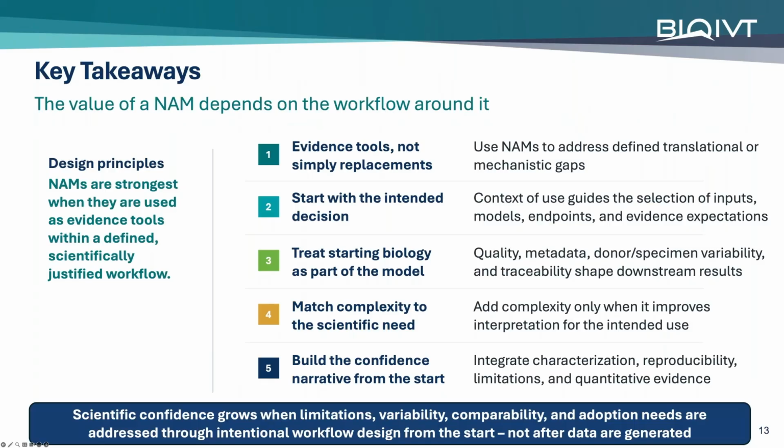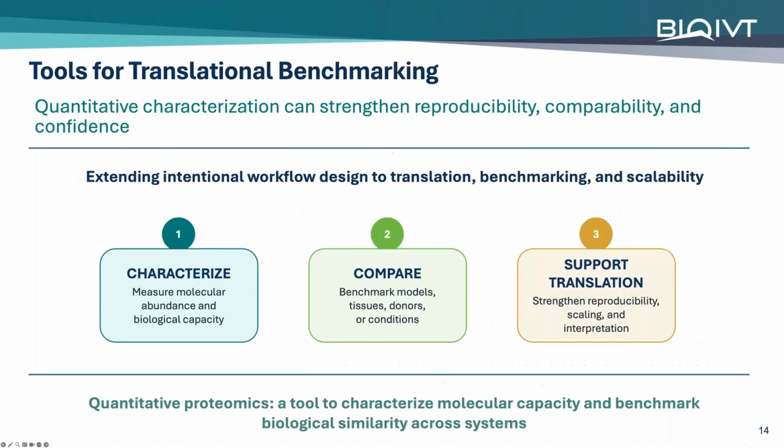So intentional workflow design also requires tools that help us understand whether biology within those systems remains appropriate as we move forward towards translation and broader use. That includes tools that allow us to characterize biological capacity, benchmark systems against one another, and strengthen reproducibility and scalability. Quantitative proteomics is one example of this, providing a pathway to molecular characterization, capacity, and comparative biology across tissues, donors, models, and experimental systems.